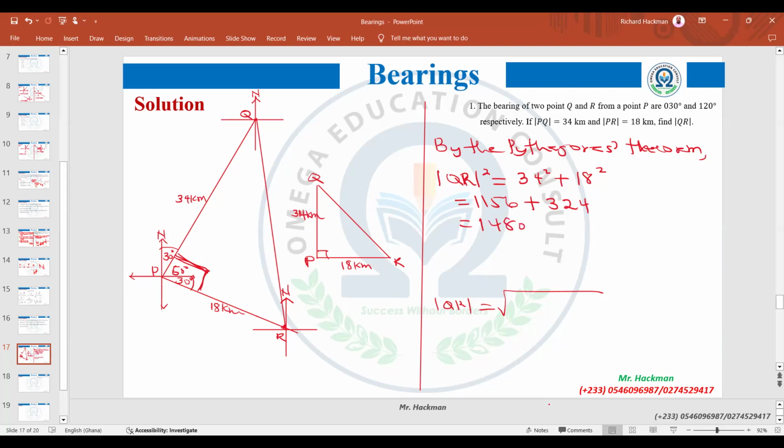But that will not be it. We are not looking for QR squared, we are looking for the length of QR. So I will say that the length of QR will be equal to the root of what we have here, 1480. All correct.